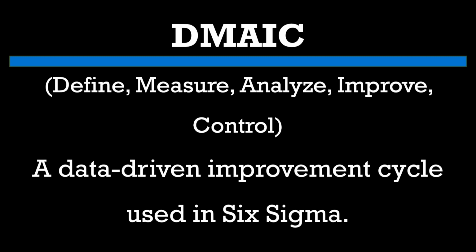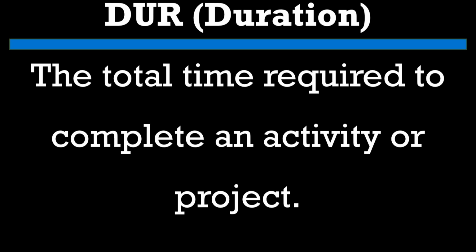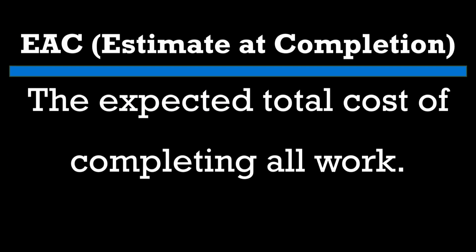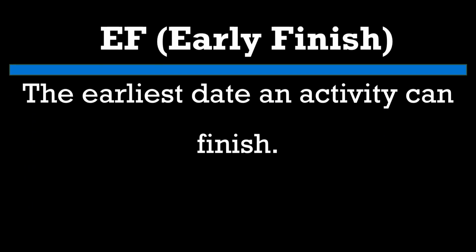DMAIC, Define, Measure, Analyze, Improve, Control, a data-driven improvement cycle used in Six Sigma. DUR, Duration, the total time required to complete an activity or project. EAC, Estimate at Completion, the expected total cost of completing all work. EF, Early Finish, the earliest date an activity can finish.